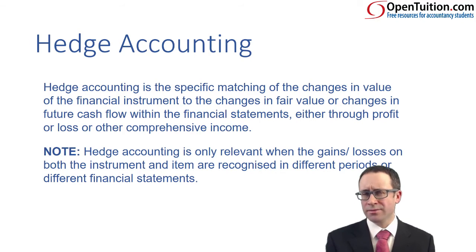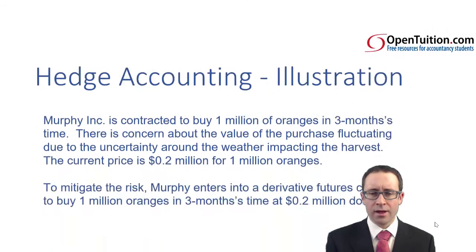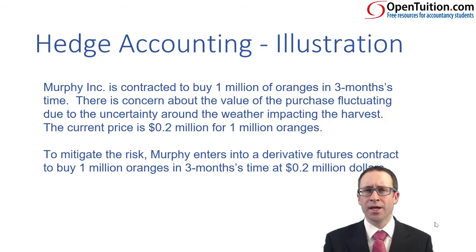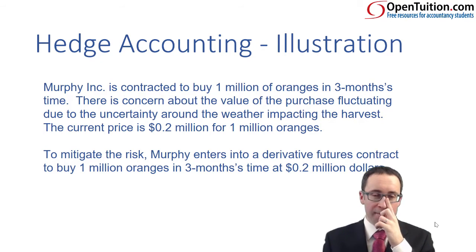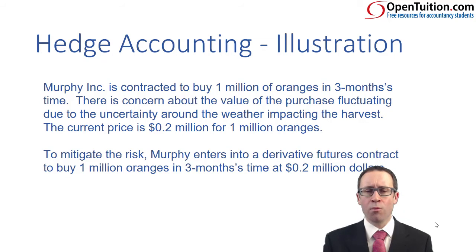Have you got the picture? You sure? Let's have a look at a little illustration. Throw in some numbers, see if it works. So it says there, Murphy Inc. is contracted to buy 1 million oranges in 3 months' time. So it's a future purchase of oranges. There's concern about the value of the purchase fluctuating due to the uncertainty surrounding the weather impacting the harvest.